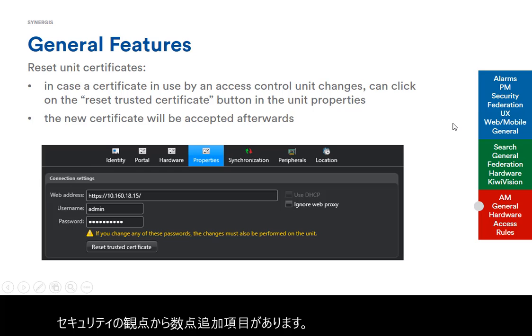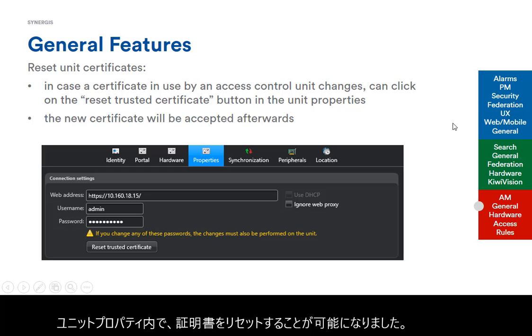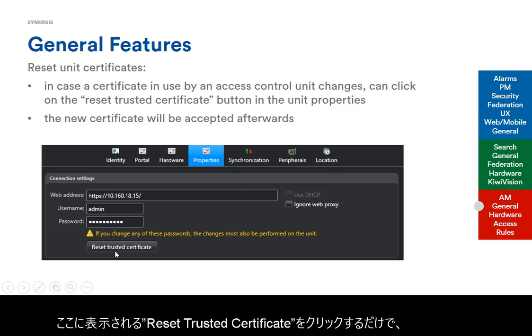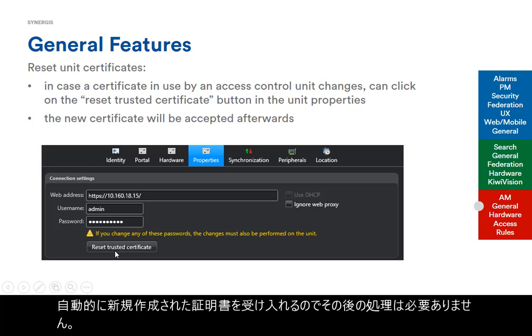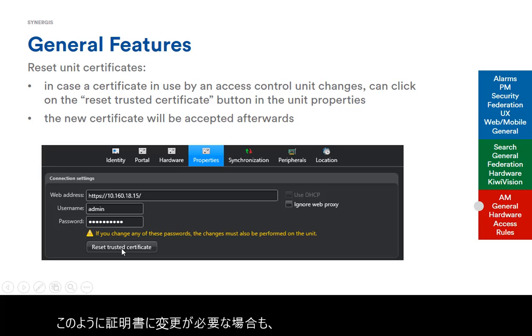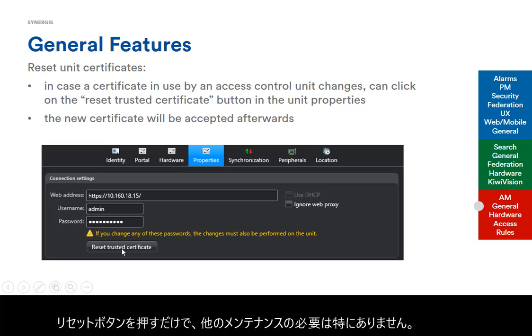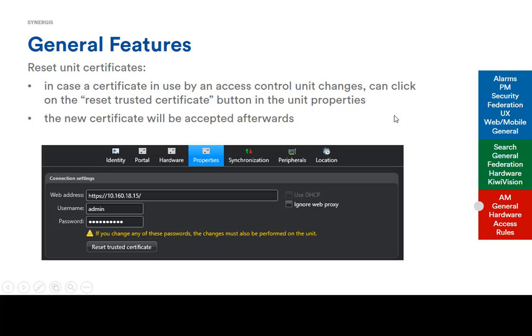As well, in terms of security, if we have a certificate set up for a unit, and that certificate changes, we can reset that from within the unit properties. So we just need to click on the Reset Trusted Certificate here, and then it'll accept a new certificate, and everything will be good to go. So if there are any changes to the certificate, it's not going to hold you back. There's not going to be a lot of maintenance here. Just reset it and you're good to go.